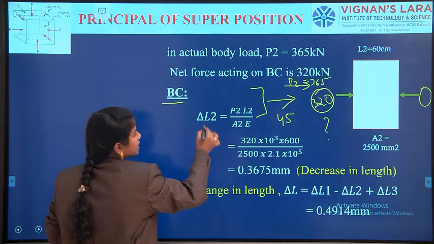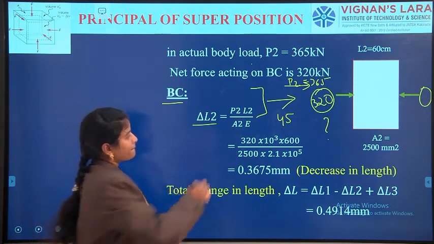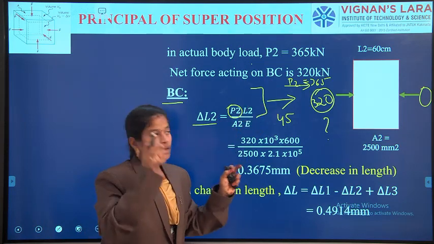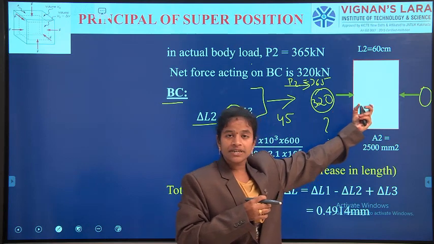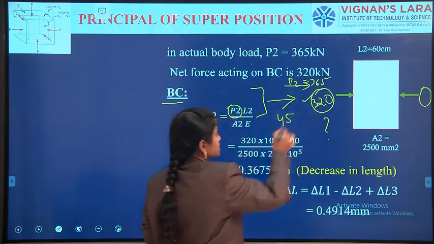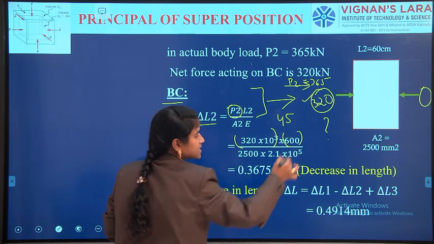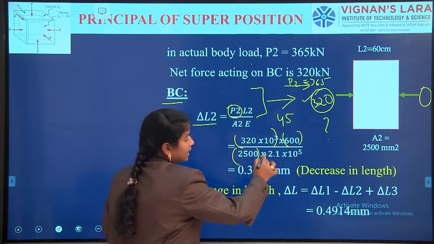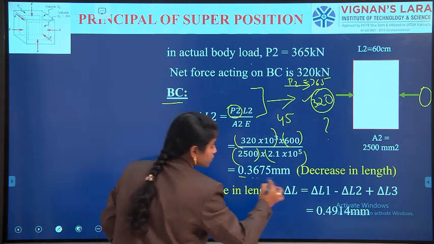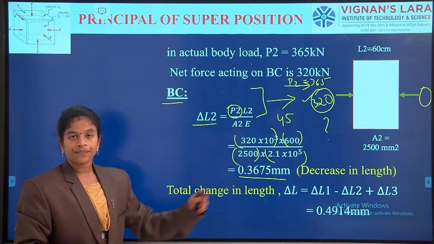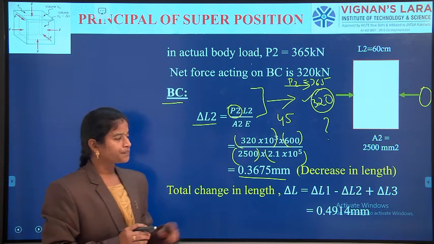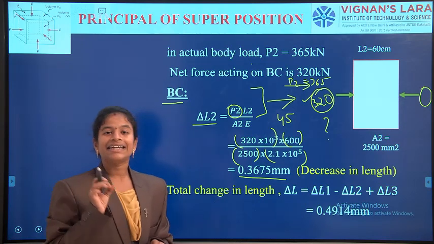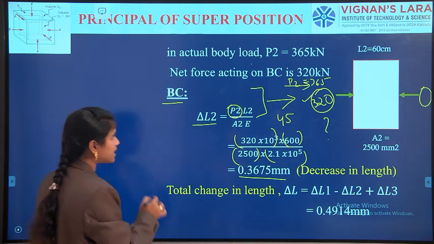So for BC, delta L2 is equal to, this P2 is for the formula only, not the value of P2. On that particular segment, what is the compressive force acting? So this 320 kilonewton, 600 mm length, 2500 area, and Young's modulus, which gives 0.3675. But here you can observe some difference. This is a decrease in the length. Why is that a decrease in the length?